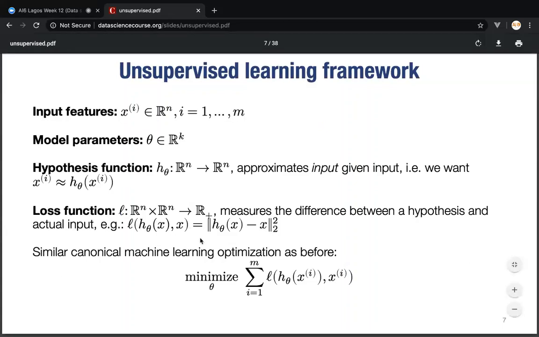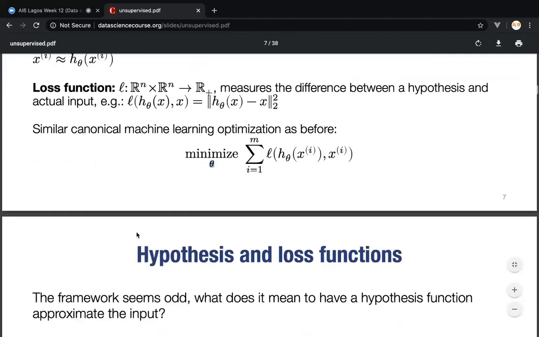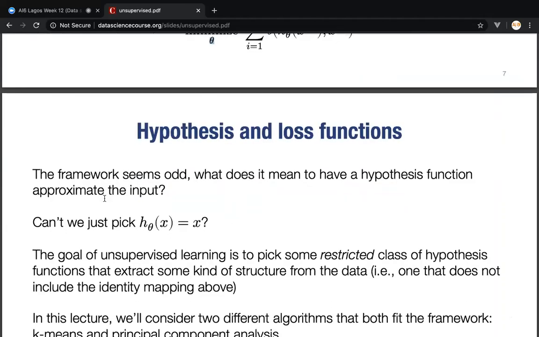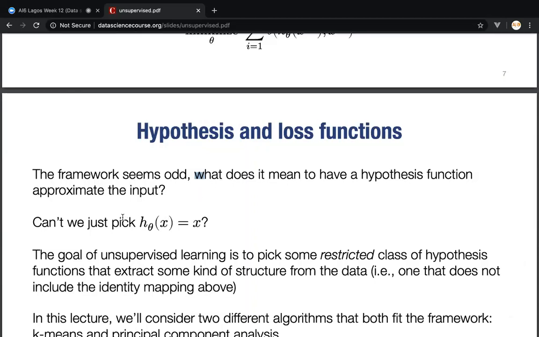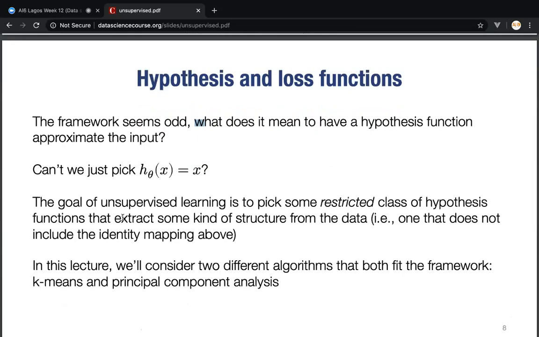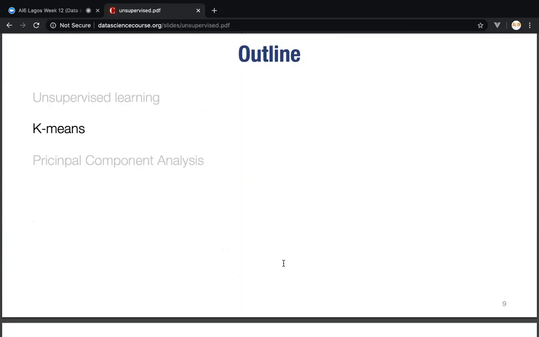And then there's a loss function. You're trying to reduce the distance between your hypothesis and the input feature itself. And of course you would want to minimize this loss. Of course it seems odd, and I'm sure everybody is thinking that now, because what does it mean for us to approximate the value of the input? But it's because of the way the problem is framed, and just like I said, we are going to see it when we start talking about the k-means algorithm. There are two different algorithms that both fit the framework of the unsupervised learning problem: k-means and principal component analysis. So let's start with k-means so that everything we've been saying makes sense.